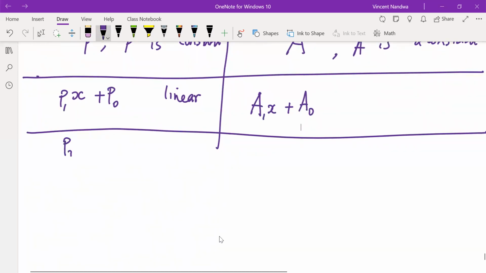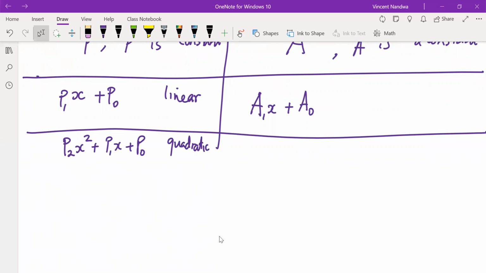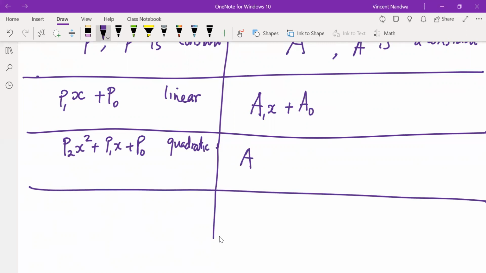If your g of x is quadratic, then your trial solution should take the form A2x squared plus A1x plus A0. But remember, even if it's just one term in x squared, you should take all this form as your yp and find A1, A2, and A0.